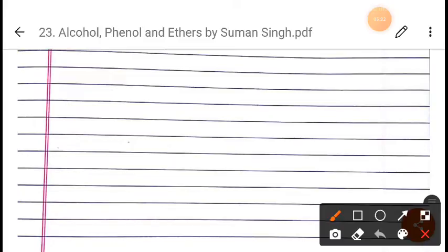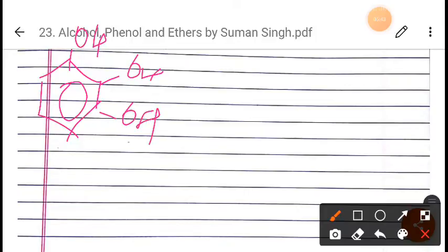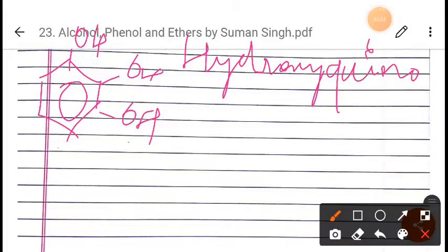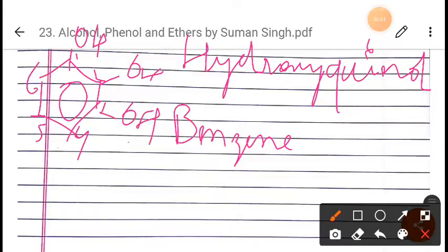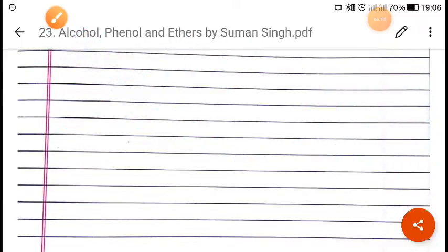Now next, if you take the example of three hydroxy groups, suppose like this, one is here OH, another one is here OH, and the next one is here OH. At that time what will be the name? Its name will be hydroxyquinol, and the IUPAC name will be benzene 1,2,4 triol, right? So I hope you have got the idea about nomenclature.